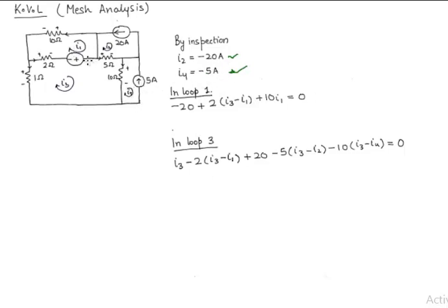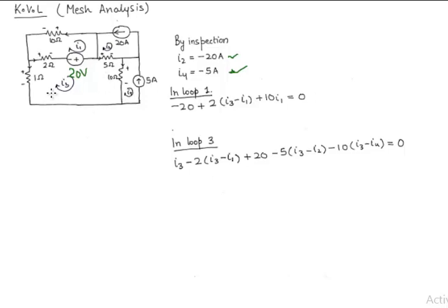And in loop 1 it is pretty easy. So this is 20 volts. So we start our journey from here. We go from positive to negative. So it's a minus 20 plus 2 into (I3 minus I1), and then we again go from negative to positive. So a plus sign, and 10 I1 is the voltage drop across this resistor. That turns out to be equivalent to 0.